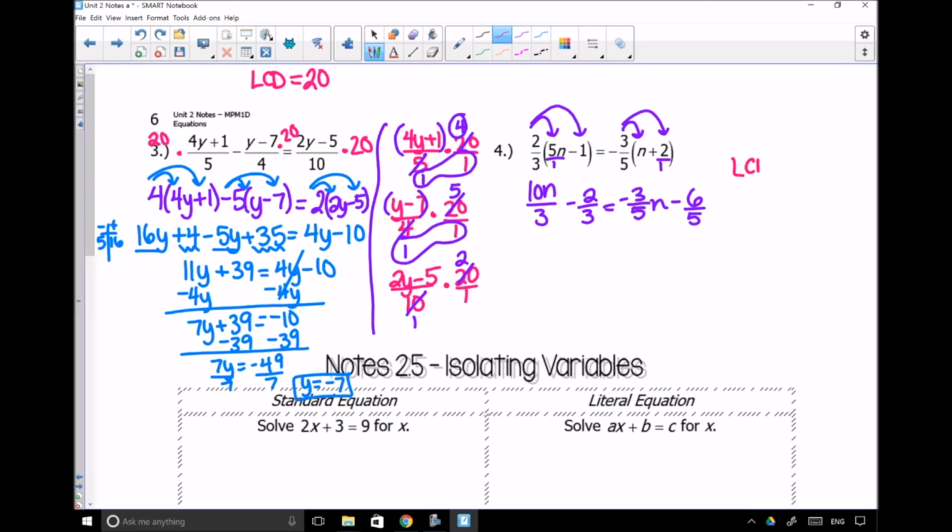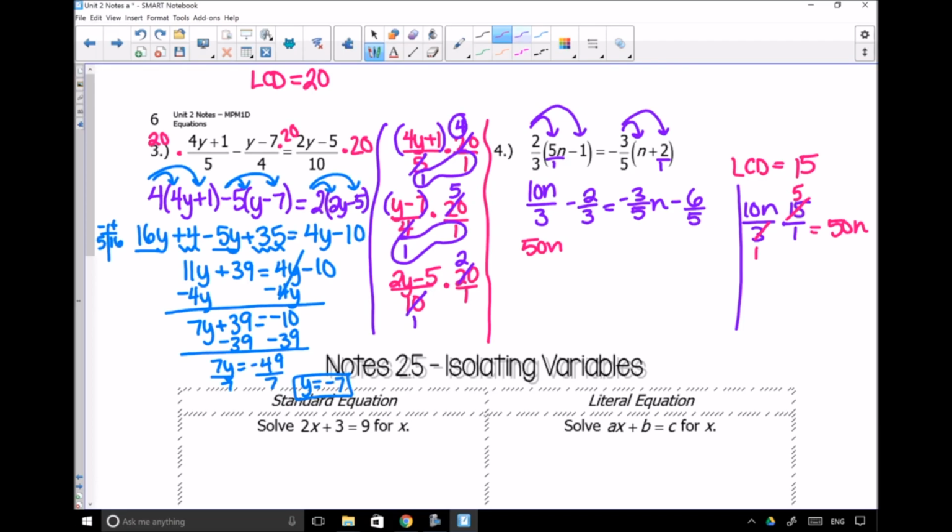Okay, now I've got some fractions that I don't like, so I'm going to find out what my LCD is. Well, I've got fractions with denominators of 3 and 5. Therefore, my LCD is going to be 15. So let's go ahead and multiply everything through by 15. So my first term is 10n over 3. I'm going to multiply it by 15 over 1. Okay, so this 3 becomes a 1, and this 15 becomes a 5 because they're both divisible by 3. I divided everything by 3. So this becomes 50n. And I'll just put a line to separate this right here.